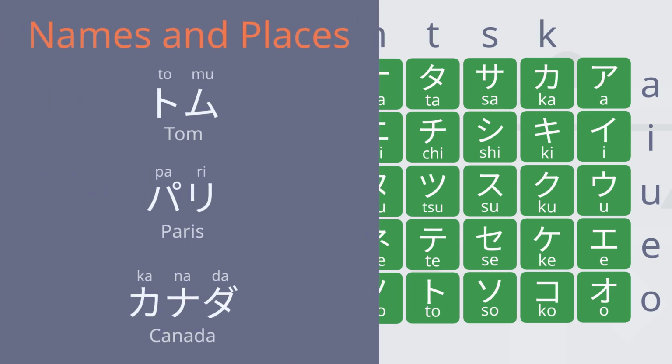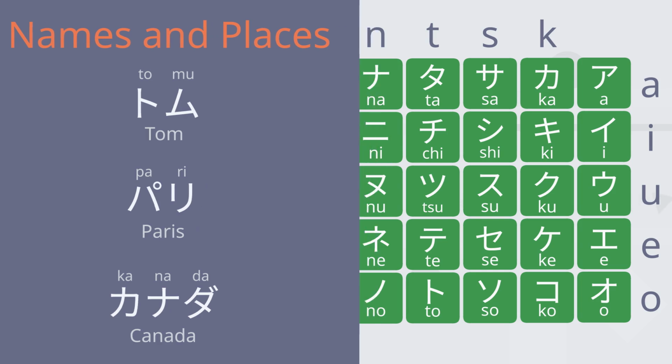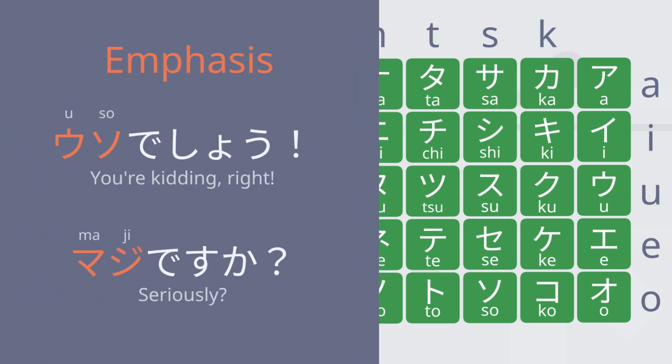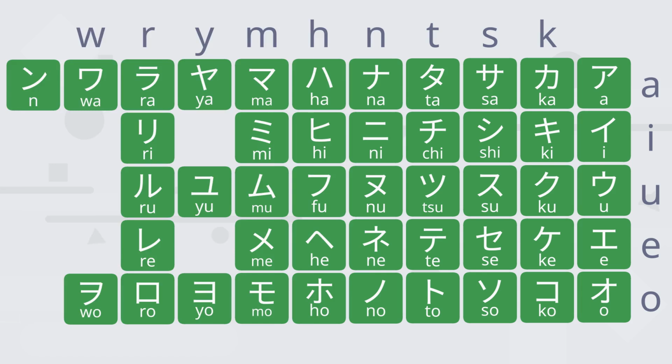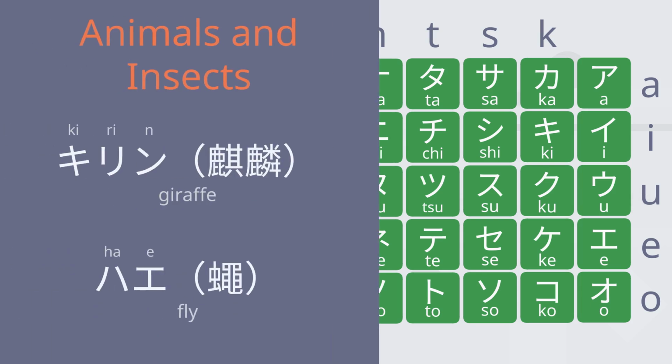You'll also see foreign names and places written in katakana, like Tomu for Tom, Paris for Paris, and Canada for Canada. You may occasionally see katakana used to emphasize words in a sentence, similar to the way we would bold or italicize words in English. Lastly, you may see Japanese words that have very difficult kanji written in katakana. For this reason, you'll often see animals and insects written in katakana. For example, kirin and hae.